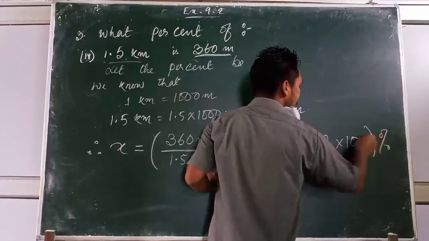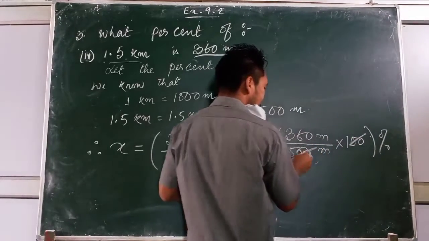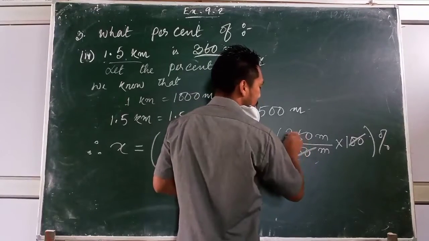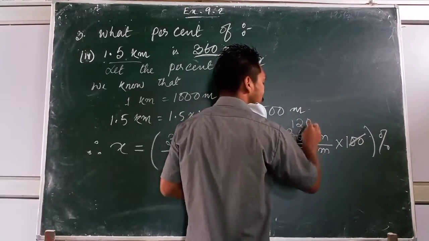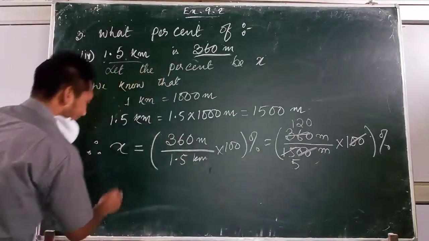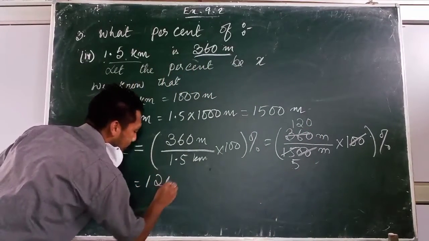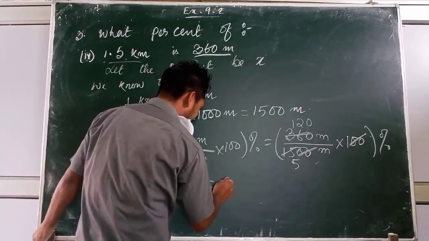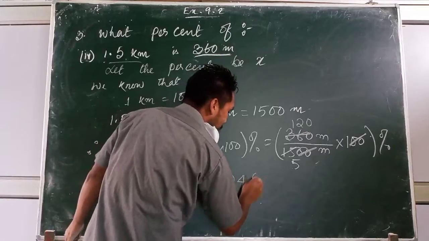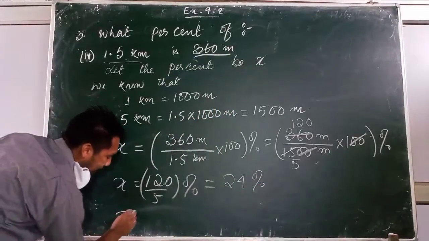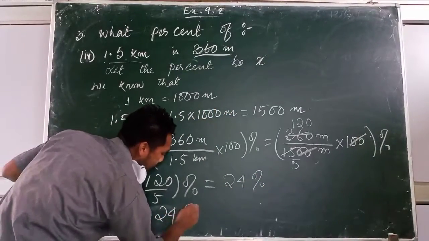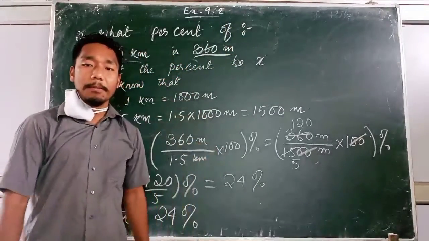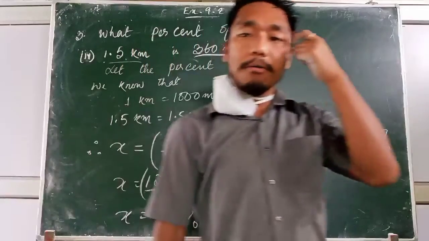So percent. So 0 and 0 get cancelled. 5 3s are 15, 3 1s are 3, 3 2s are 6, 0. Okay, now again divided. X is equal to 120 divided by 5%. If you divide this again, 5 2s are 10, 5 4s are 20. So your answer is what? X is how much? 24%. 24% of 1.5 kilometers you will get 360 meters. Okay, this is all for question number 3.